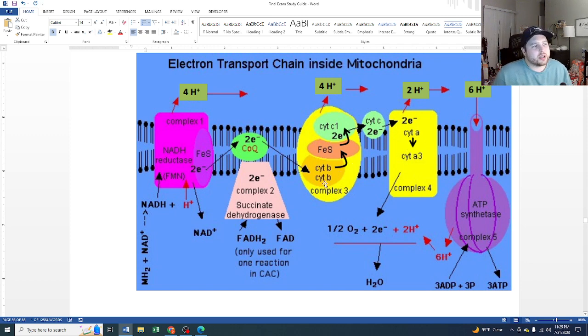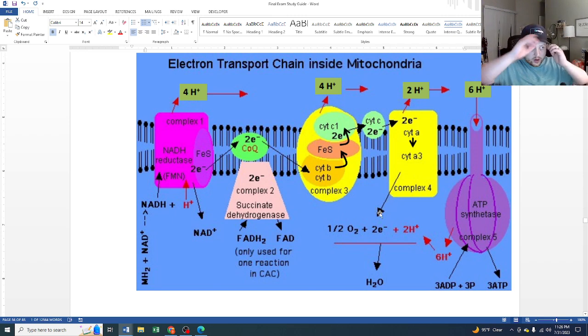When it's here in complex 3, it does the same thing. It pumps hydrogens through. And complex 4, it gets passed to cytochrome A and then cytochrome A3. And when that happens, it also pumps a couple more hydrogens. So now finally, once it is done, it gets to the end of the line here. And the electrons are going to be passed off to an oxygen in order to form H2O.